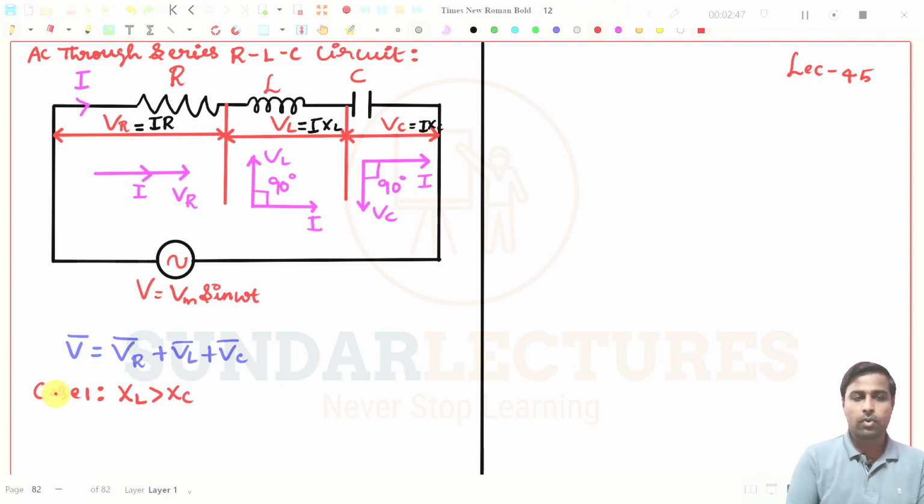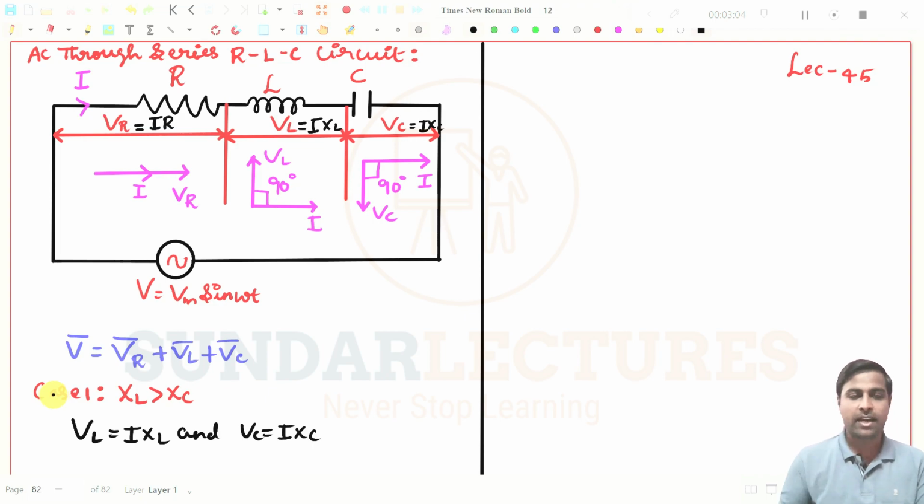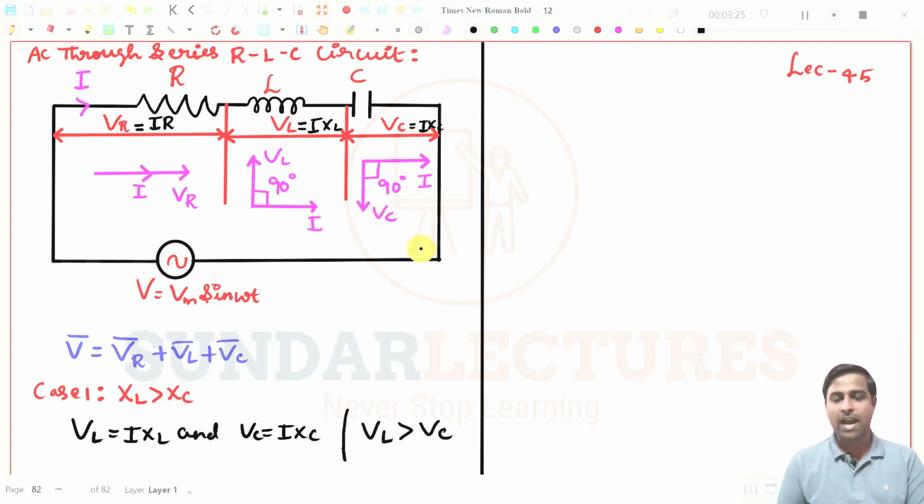So we know what VL is. Maybe I will take a different color. You see, VL is equal to I into XL, and VC is equal to I into XC. If we consider that XL is greater than XC, then obviously with these expressions we can directly write VL is greater than VC. Which means the amplitude of the voltage across the inductor is greater than the amplitude of the voltage across the capacitor. That is the difference we have to take here.